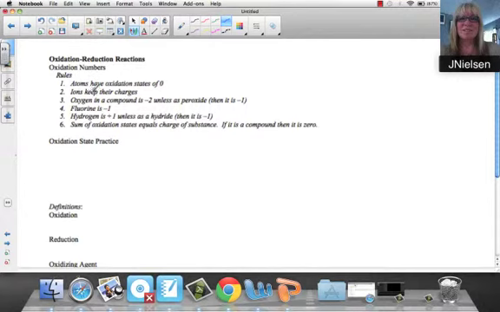Rules regarding oxidation numbers. So atoms have oxidation states of 0. That means if I have an atom by itself, for example, Br2, it gets assigned an oxidation state of 0. It's considered to be in the free state. If I just had calcium, solid, okay, it's by itself, free state, it gets assigned a 0. So any atoms in their free state get an oxidation charge of 0.